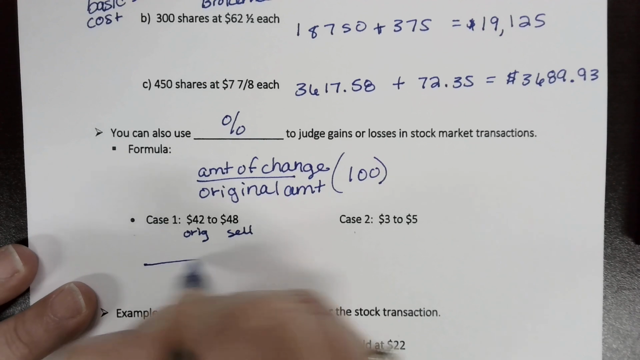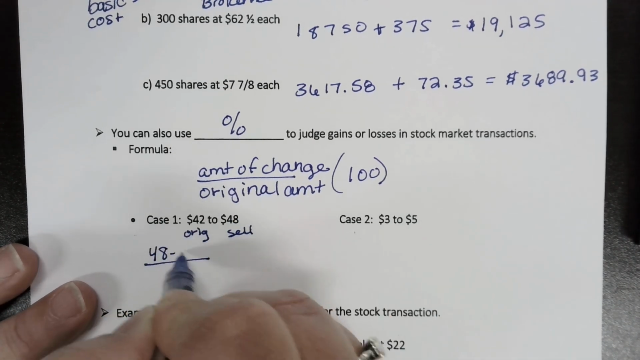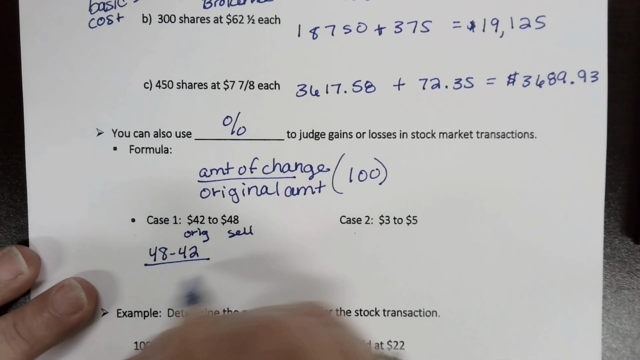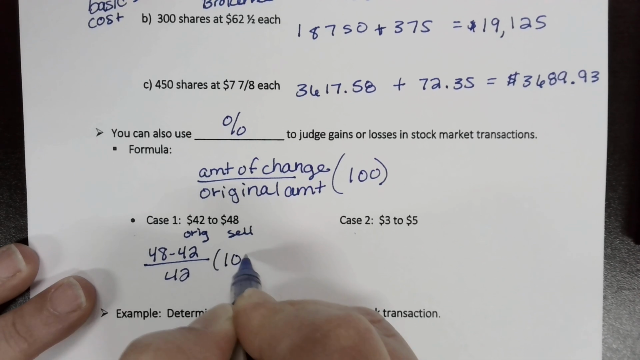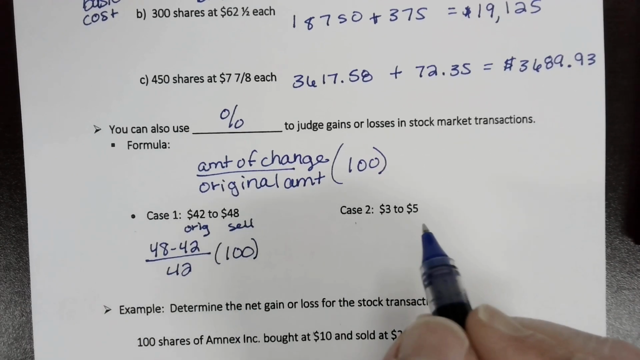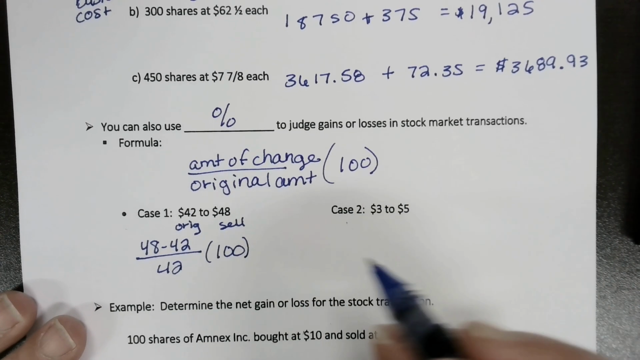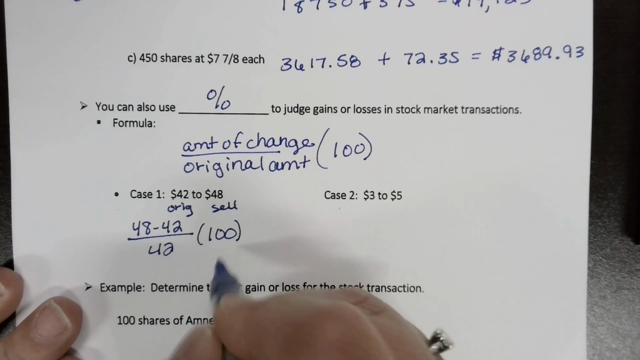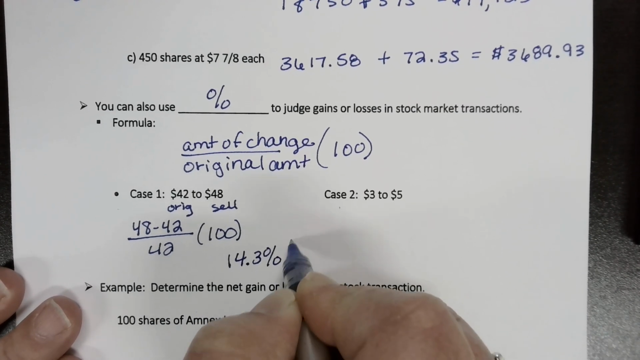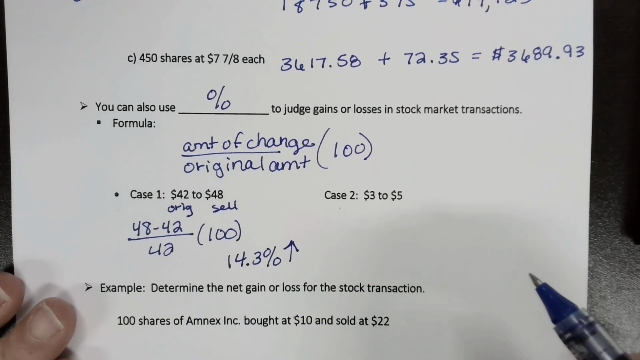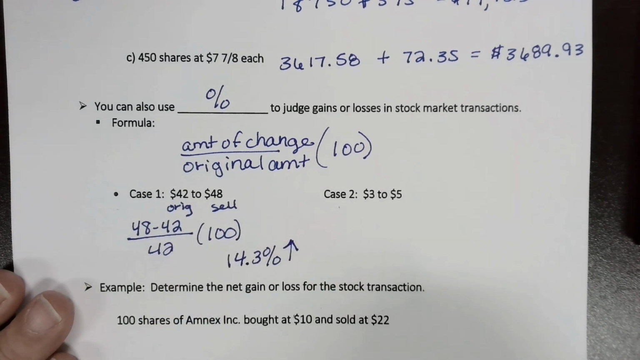So to find the amount of change, you take the sell price, 48 minus 42. You're going to divide that by the original amount, which was 42. You're going to multiply that by 100. You're going to do all this in a calculator, and you're not going to worry about any of it because it's calculator worthy. You're going to come up with 14.3%. That's an increase. Mainly it's an increase because you didn't go down from what you paid for it to what you sold it for.